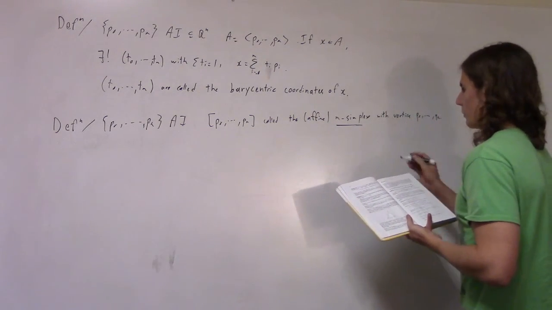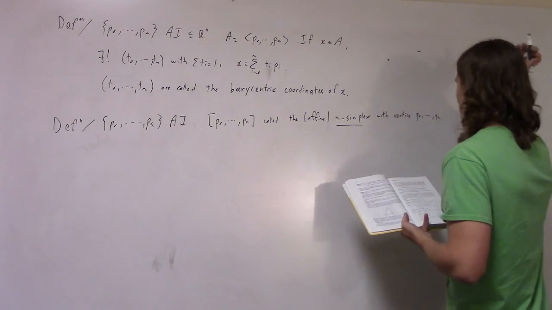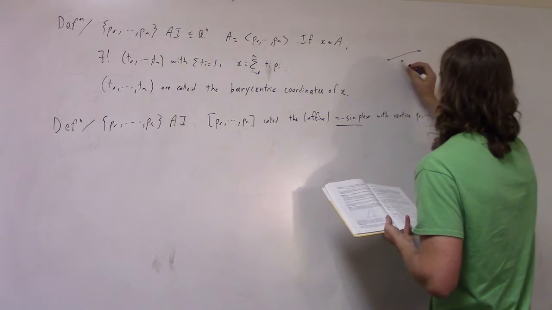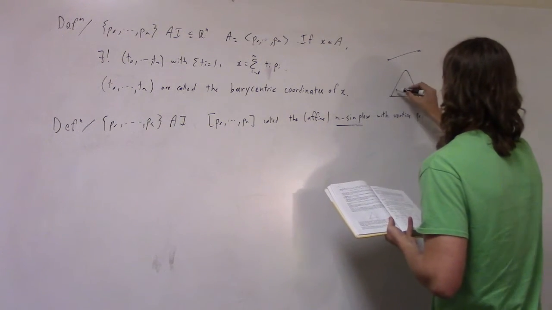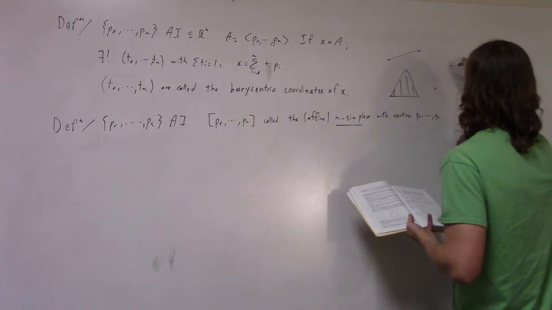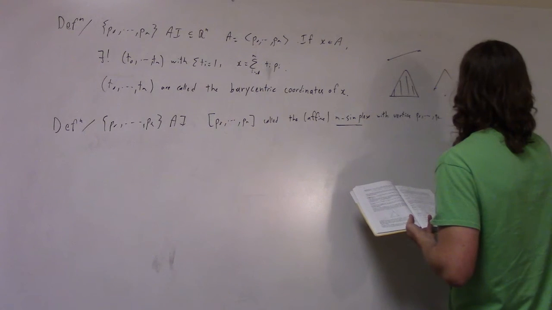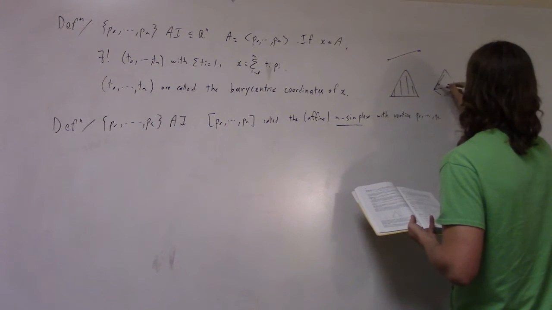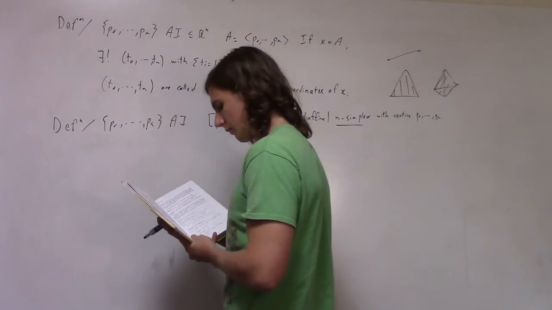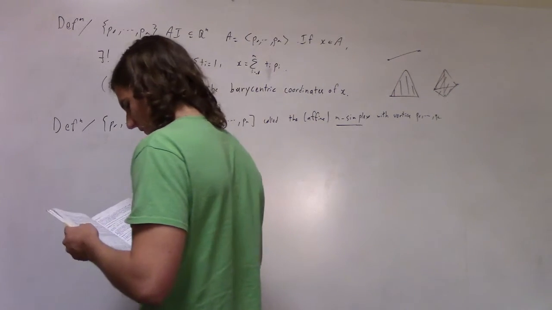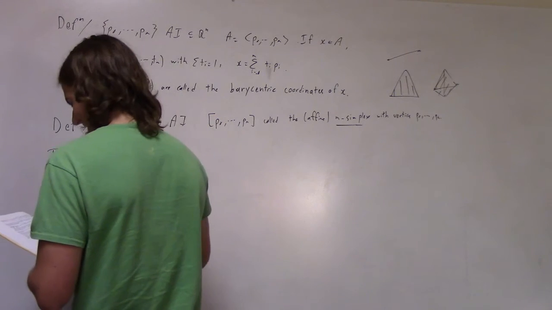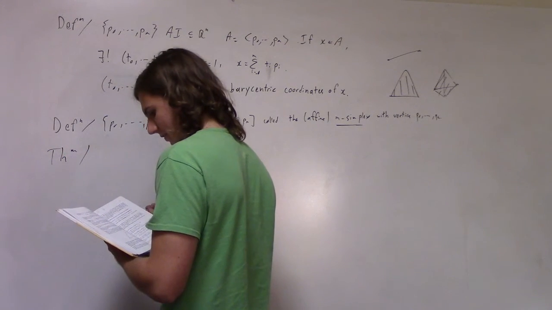So, for example, if you have 2 points, the 1 simplex is just going to be the line segment connecting these 2 points. If you have 3 points, it's actually going to be the triangle. If you have 4 points, it's going to be the tetrahedron, all of these filled in. 5 points, you can imagine it, I'm pretty sure. A 120 cell or something. Forget what it's called.